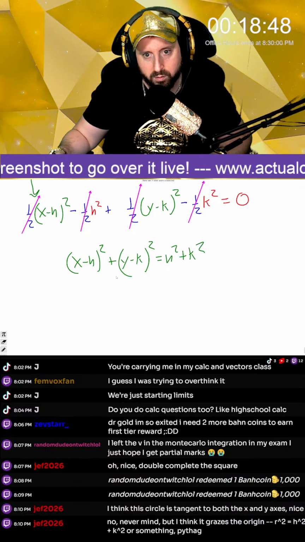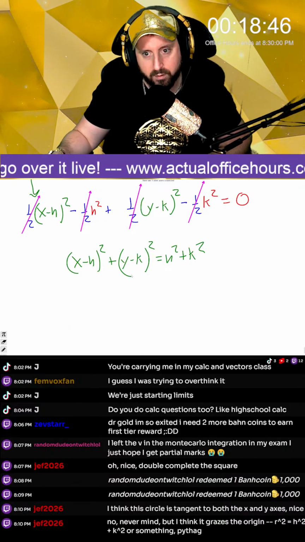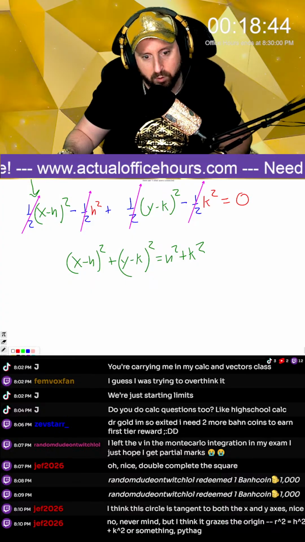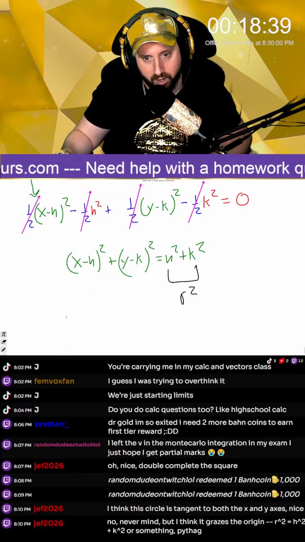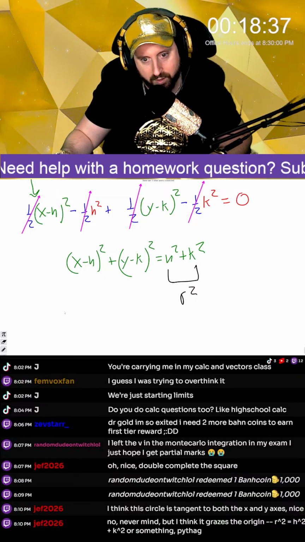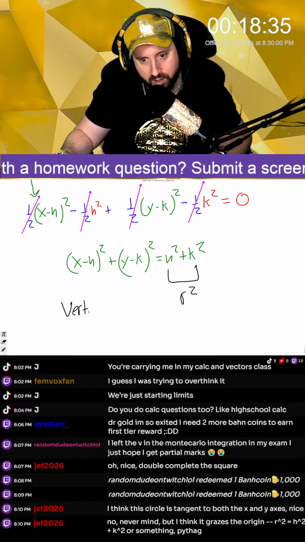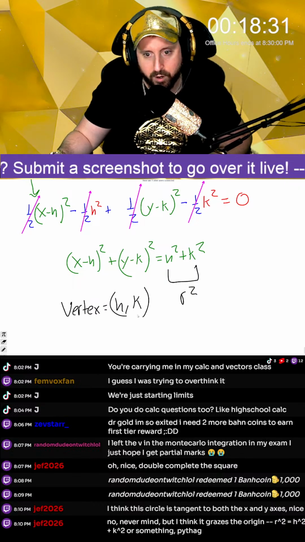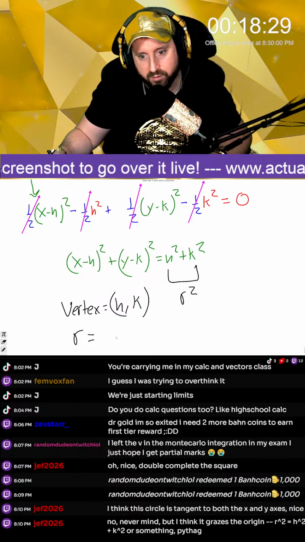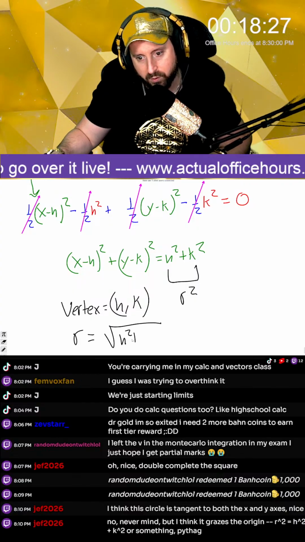Oh, you just added the h squared and k squared to the right side? Right. Because this is the general form, where now this is r squared. The center is already there, because that's in the right form. The center is h comma k. And then the radius is equal to the square root of h squared plus k squared.